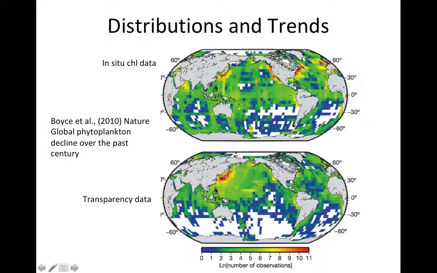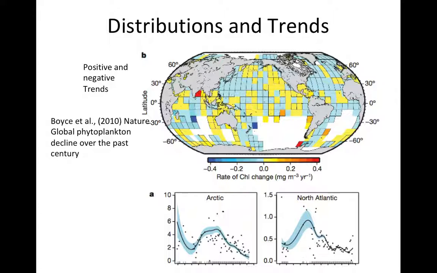So they used the Secchi disk data set, so they collated all the Secchi disk and Secchi depth data that they could find globally. And from these 2 methods, they then inferred that there was a decline over the past century in phytoplankton distributions. So this is their map that they created in terms of different trends. You can see red and yellow are positive trends, whereas blues are negative trends. And you can see predominantly they have a large number of negative trends, and there's two examples shown at the bottom, one for the Arctic region and one for the North Atlantic.